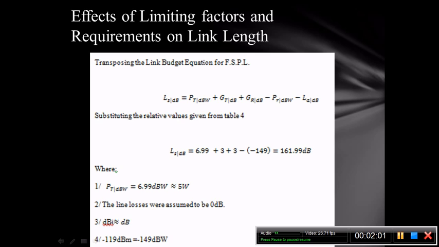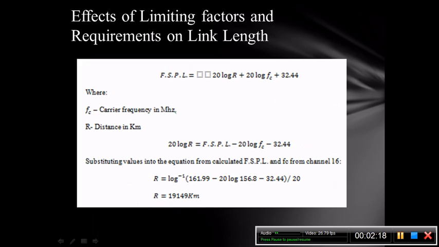Free space path loss. By transposing the link budget equation, the free space path loss was determined based on the knowledge of the antenna gains, receiver sensitivity, and frequency. By substituting their values and transposing the free space path loss equation, the maximum distance was found.